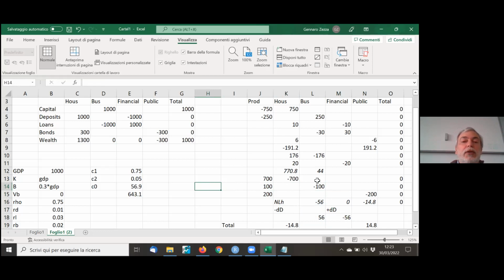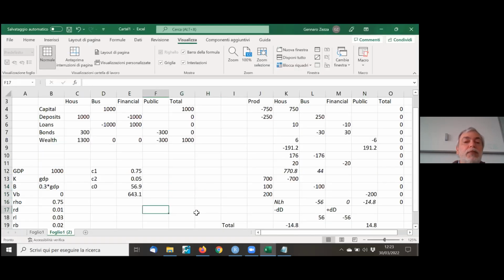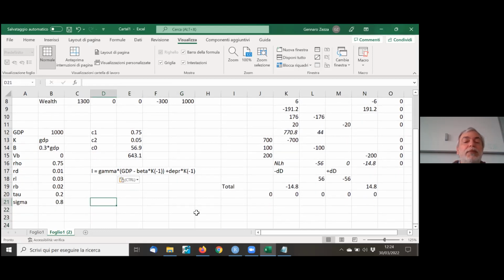So the investment equation we had was this: gamma times GDP minus beta, and we had the depreciation rate. So let's have a depreciation rate of 10%. Let's have a beta equal to, don't know, 1.1. Actually, let's have it at 0.9.